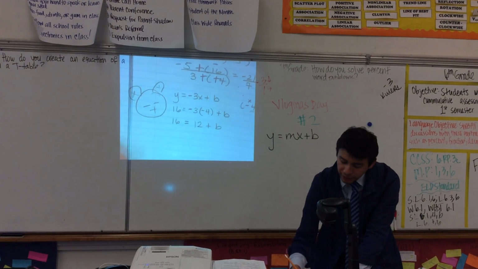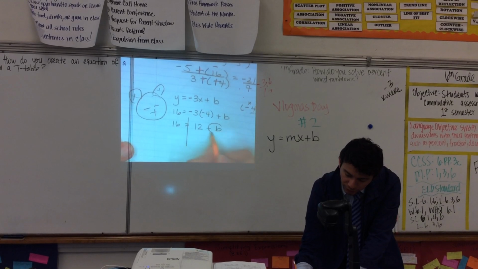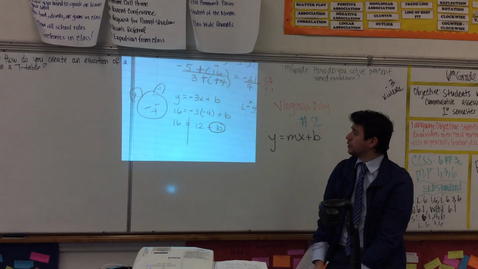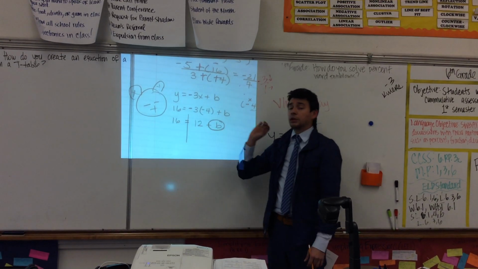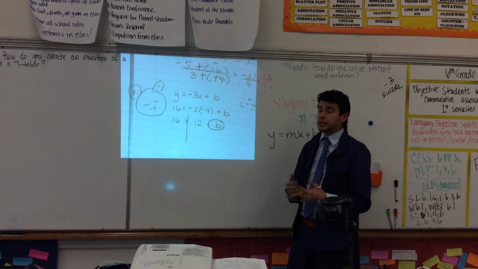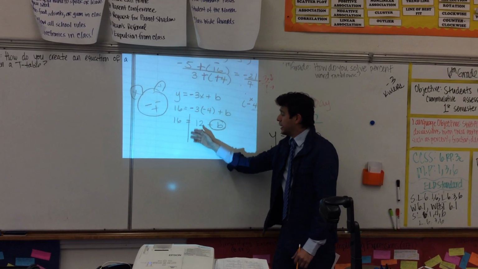We're trying to solve for b. B wants to be by itself. It wants to be a loner. There are 2 sides, the right side of the equation and the left side of the equation. You always want to focus on the side where the b is. The b is on the right side.